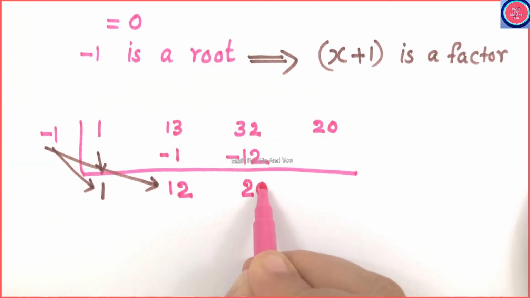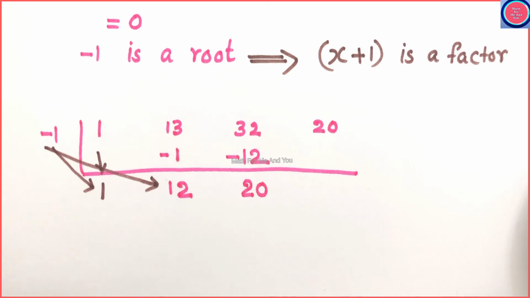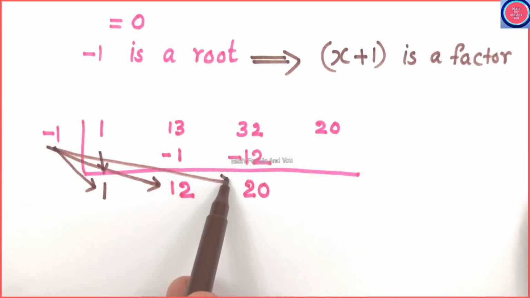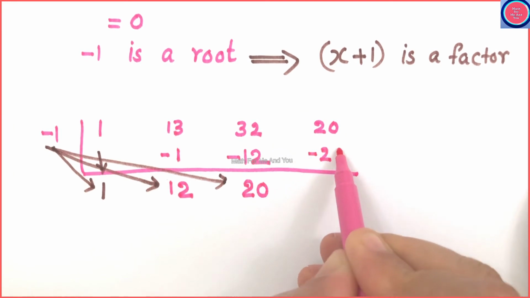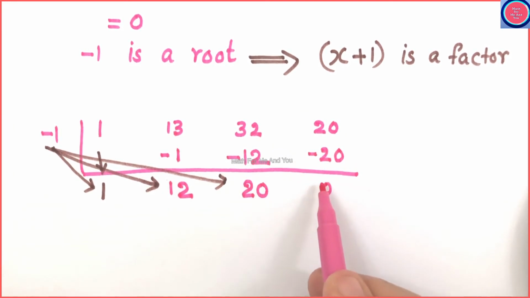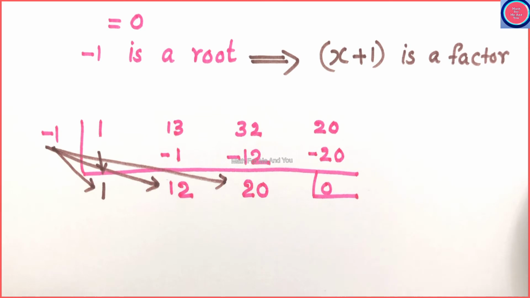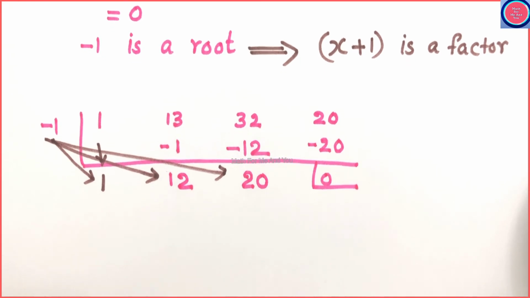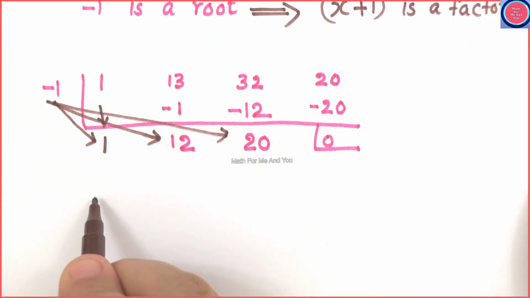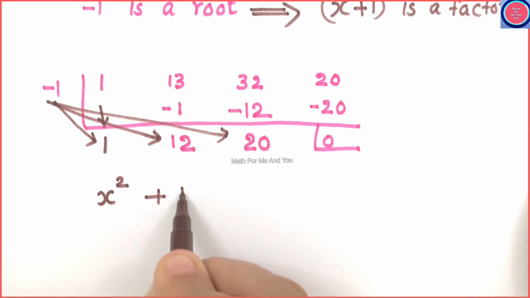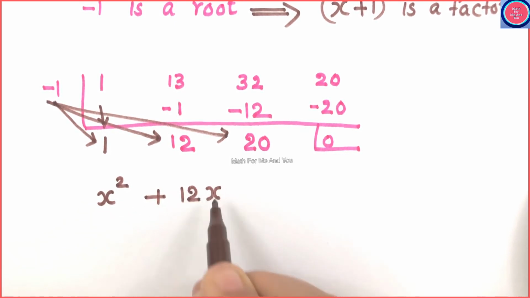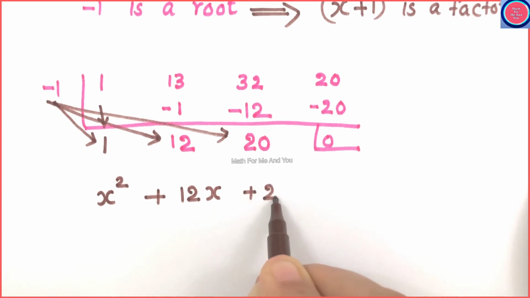Minus 1 times 20. The answer is minus 20 and we will write under the next coefficient plus 20. Then 20 minus 20 is 0. Look at the three numbers. They will be the coefficient of the quadratic polynomial. So how can we write the quadratic polynomial? We can write this as 1x square, or it is x square plus 12x plus 20. This is the quadratic polynomial.